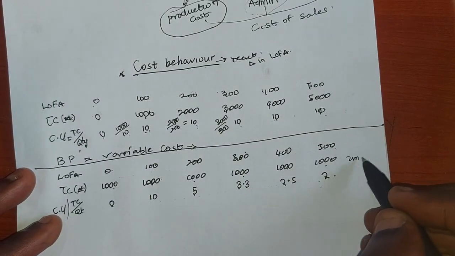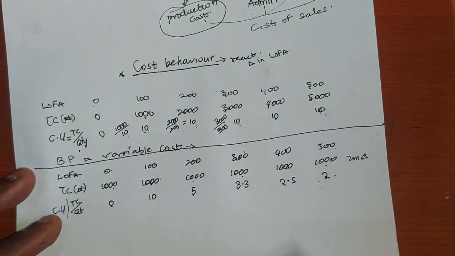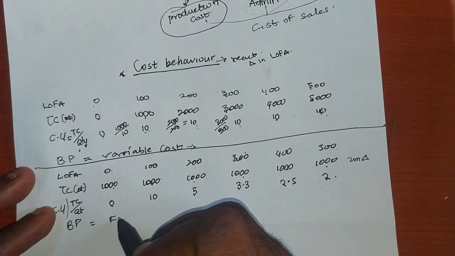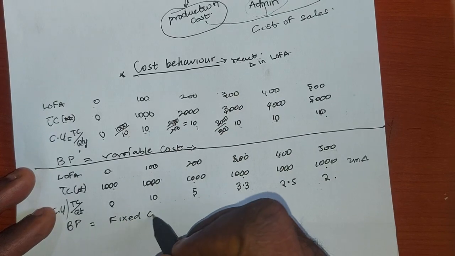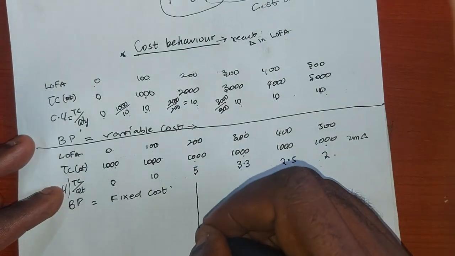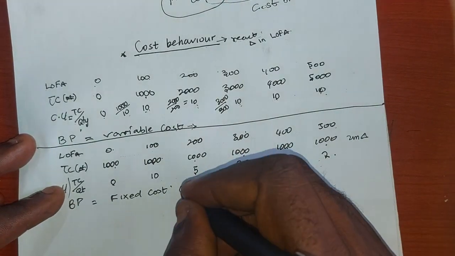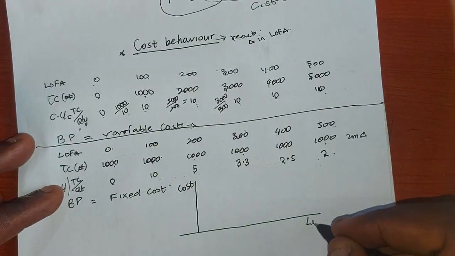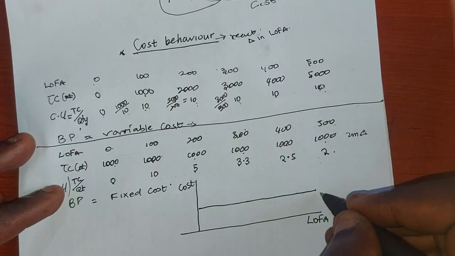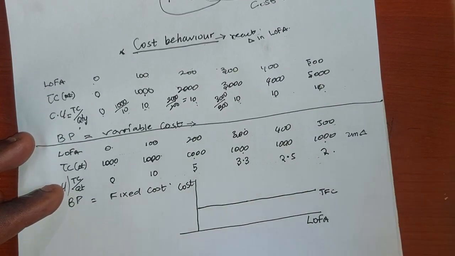It remains unchanged. So this kind of behavioral pattern here is called fixed cost. Then the graph of fixed cost: if this is cost and this is level of activity, it will remain constant. So this is total fixed cost.